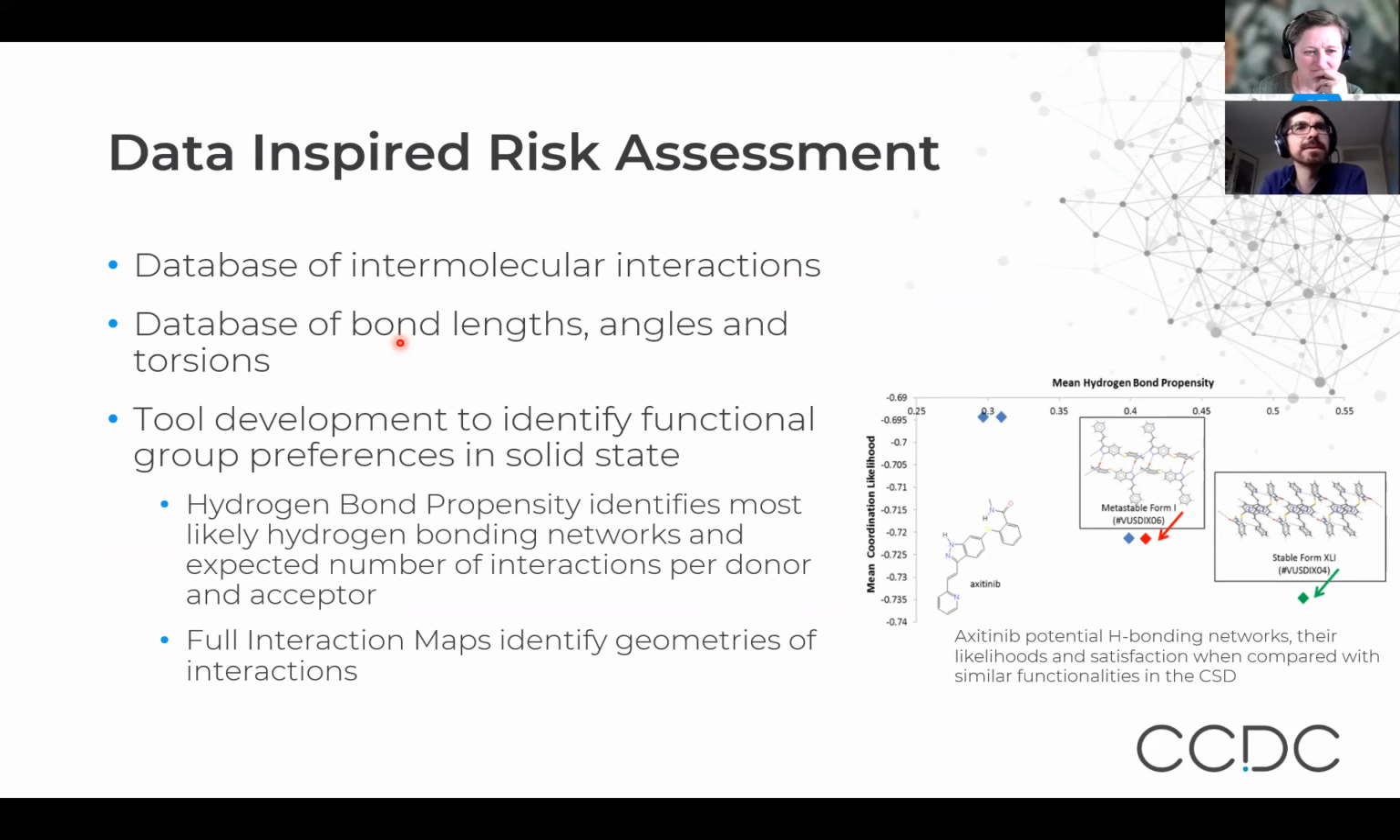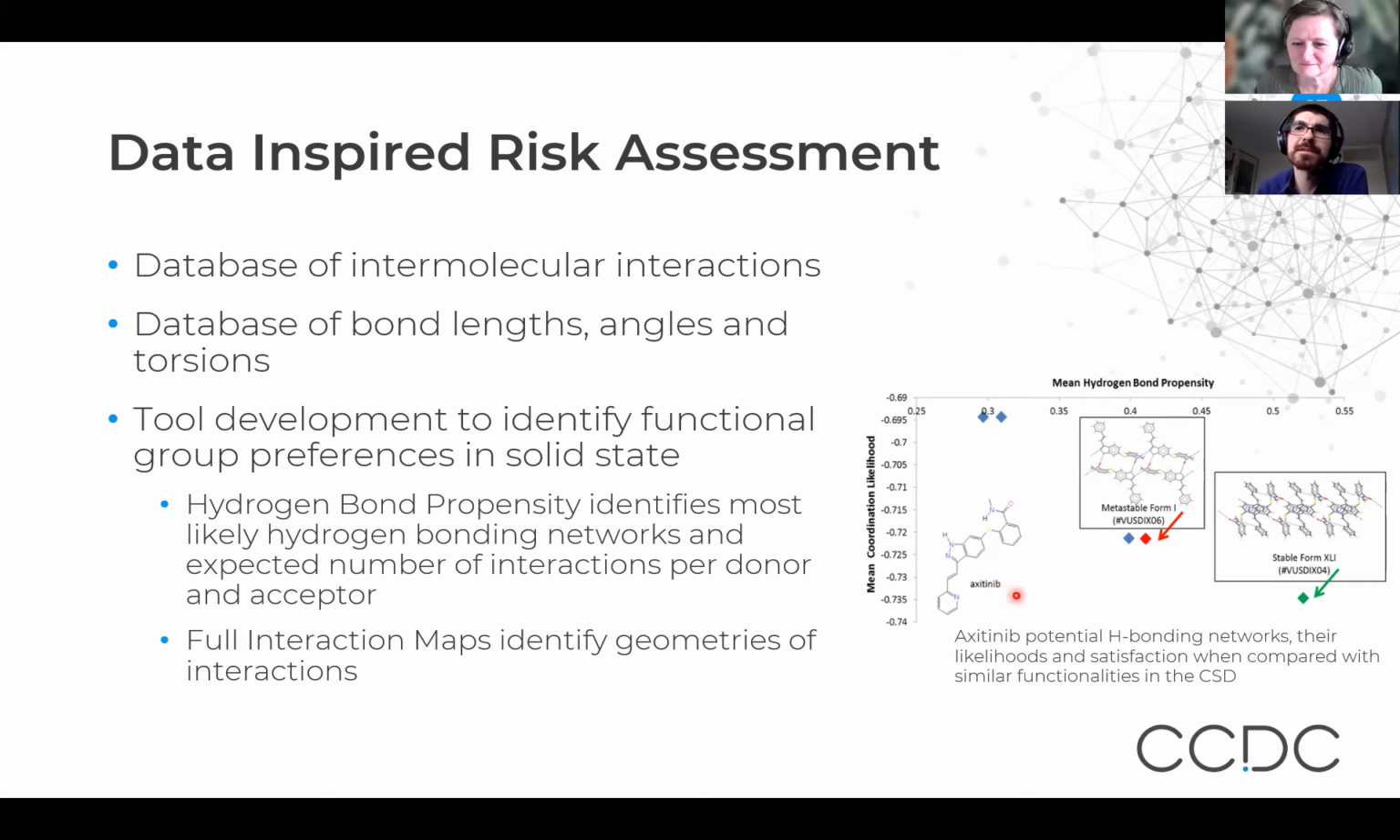But we can think a little bit deeper in terms of the intermolecular interactions through really getting to grips with the data and the database. And we can start to do some really quite clever things. And we can use some tools that have been developed over the years by the CCDC to identify probabilities and stabilities of different intermolecular interactions. I'm going to talk about a couple of these quite briefly now. So hydrogen bond propensities are a way of identifying probabilistically likely hydrogen bond networks and the expected number of interactions per donor and acceptor molecule. And you can see what the output of that looks like on the right-hand side there.